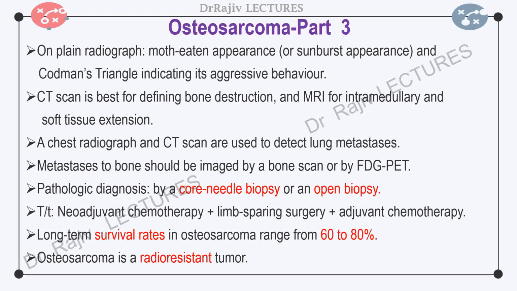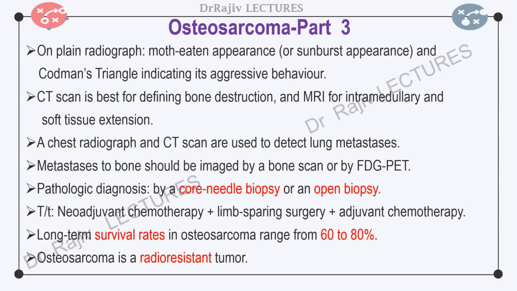A chest radiograph and CT scan are used to detect lung metastasis. Metastasis to the bony skeleton should be imaged by a bone scan or by fluorodeoxyglucose positron emission tomography, or FDG PET. Almost all osteosarcomas are PET positive. Pathologic diagnosis is established either with a core needle biopsy or with an open biopsy. All osteosarcoma patients are assumed to have occult metastasis at the time of diagnosis.